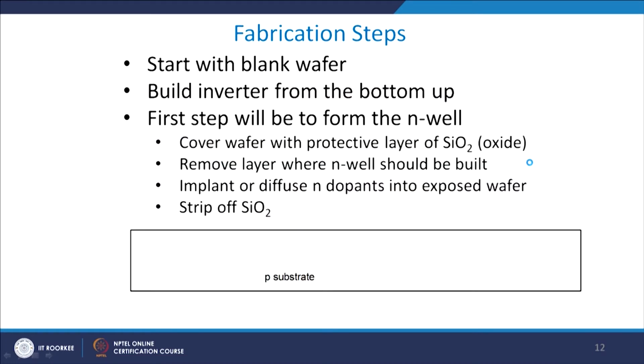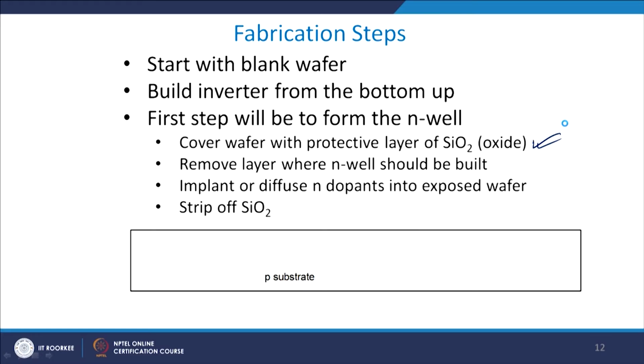Let me start off with a blank wafer and let me enumerate the fabrication steps. We start with the blank wafer and build the inverter from bottom to top. The first step is to form an N well: cover the wafer with protective silicon dioxide, we discussed this point. Remove the layer where the N well should be built, and implant or diffuse dopant into the exposed wafer, so that you appropriately change it to N type or P type, and then strip off the silicon dioxide.